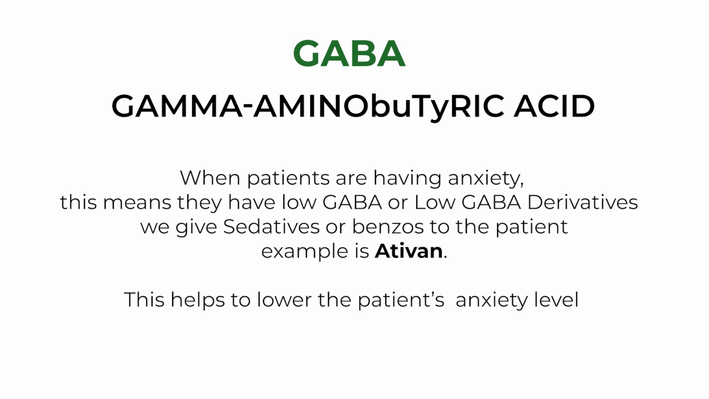Don't forget that when they have a low GABA, that means the patient has what? More anxiety. So you're going to give them something that looks like GABA, a GABA derivative in the form of the benzos, the Ativan, and that will lower the anxiety of the patient. So basically, that is all we need to know about GABA and its connection with the test-related information.